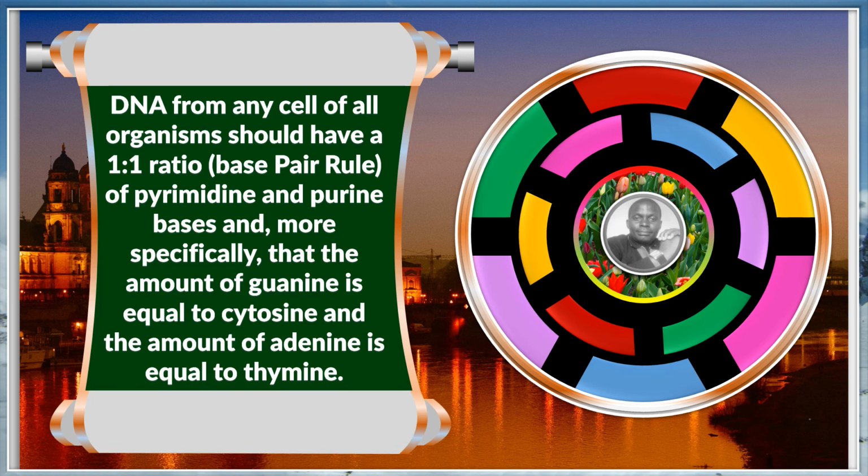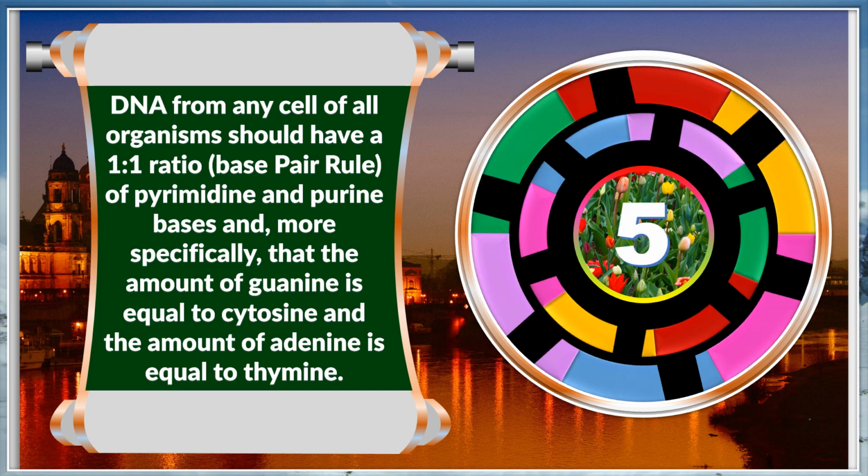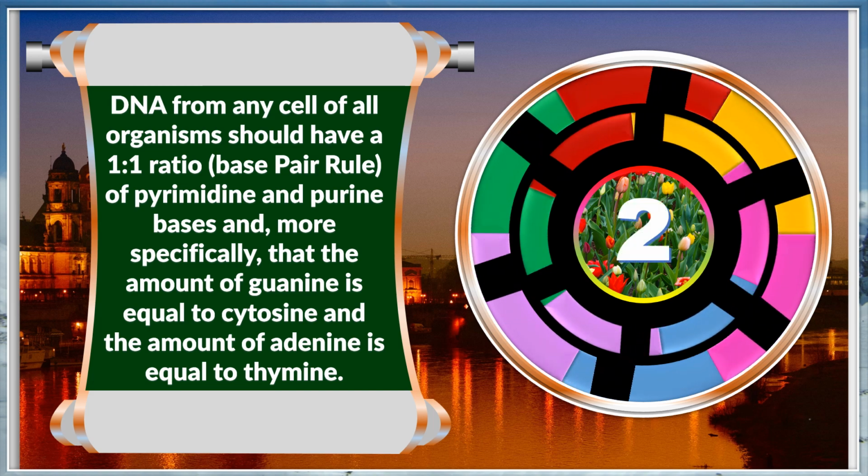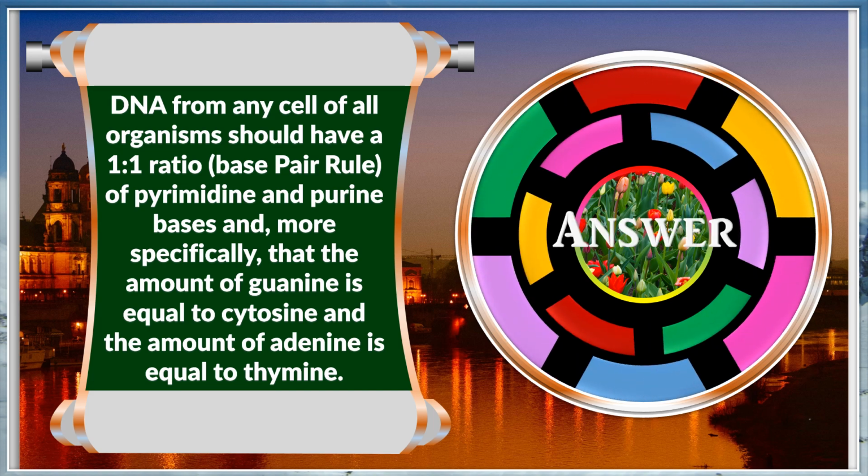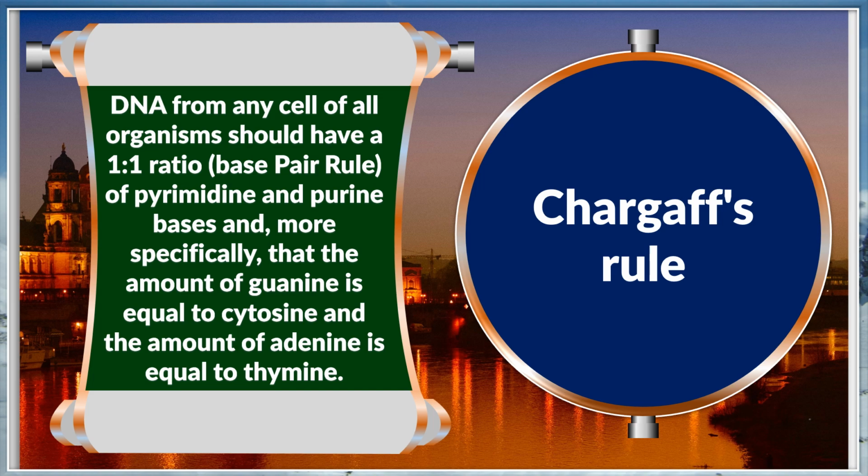DNA from any cell of all organisms should have a 1-to-1 ratio base pair rule of pyrimidine and purine bases, and more specifically that the amount of guanine is equal to cytosine and the amount of adenine is equal to thymine. Chargaff's rule.